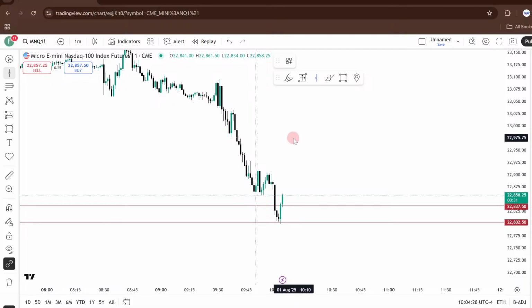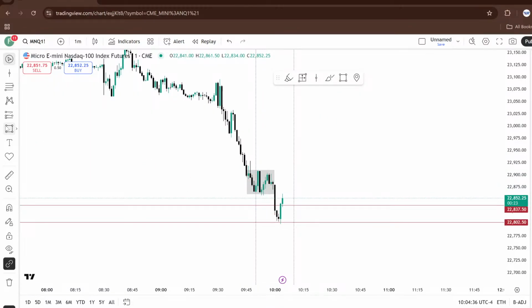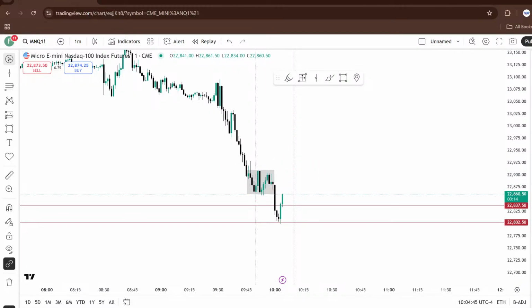I'm just watching to see, based on the structure here, the only thing we could use this macro for is a little Power of 3. So you could use that as accumulation, use this as manipulation, and then obviously with an inverse that has impulse here and maybe a closure here, look to take price higher. That's it. But for the meantime, need to watch price and let it do its thing.